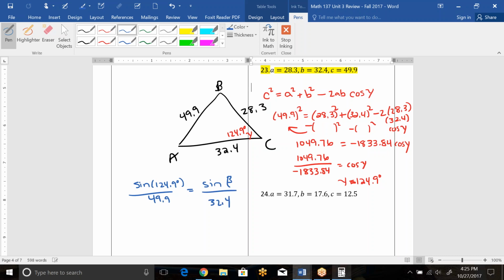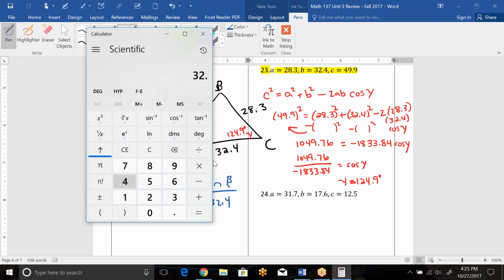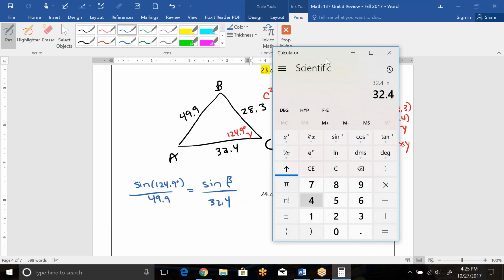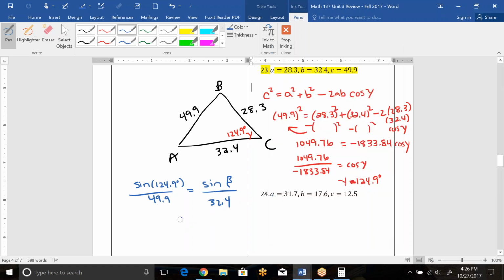Go ahead and do our cross multiplying. So 32.4 times sine of 124.9, and then divide that by the 49.9, and that is 0.5325 and so on, and we want to do inverse sine of this. So 32.2. And I don't have to worry about another angle because we already have an obtuse angle in our triangle, and you can only have one.